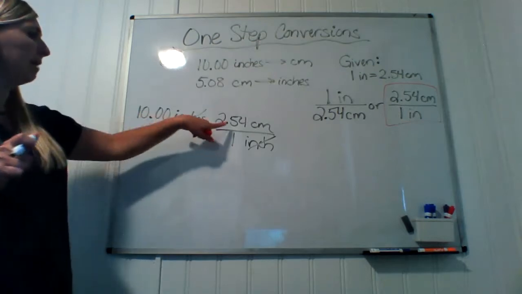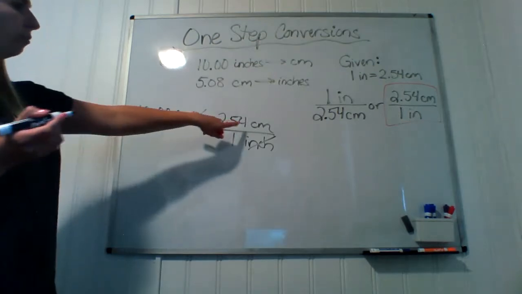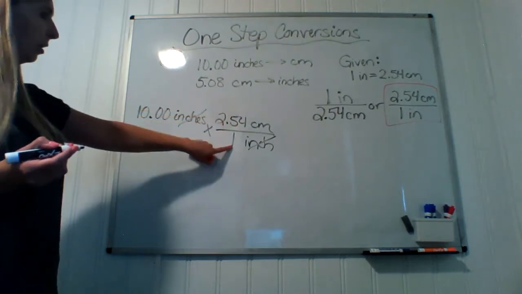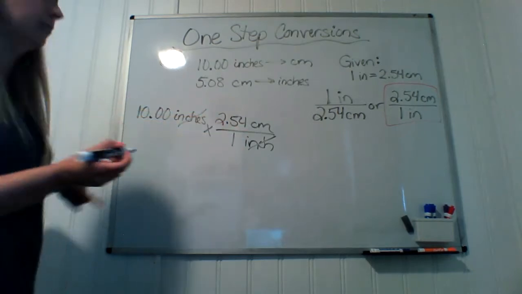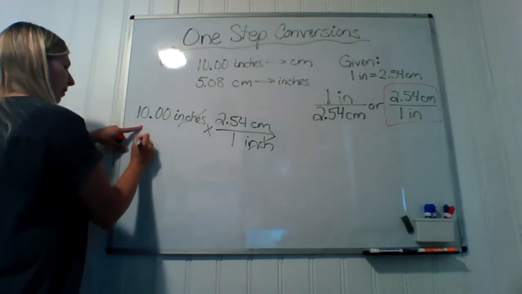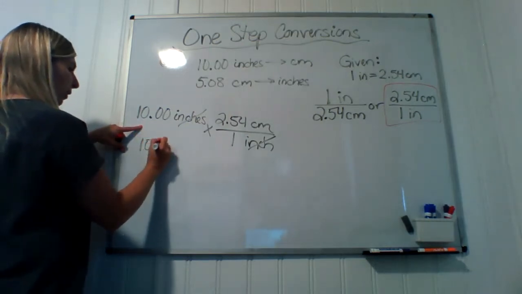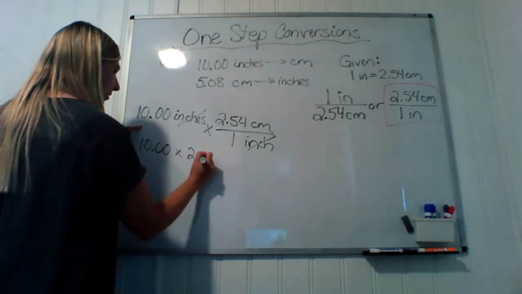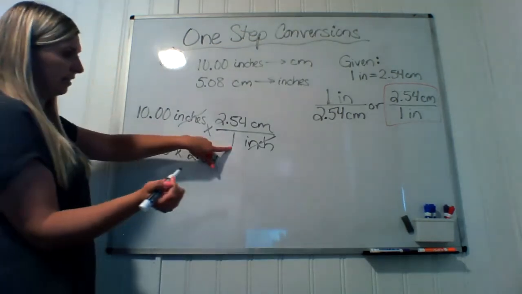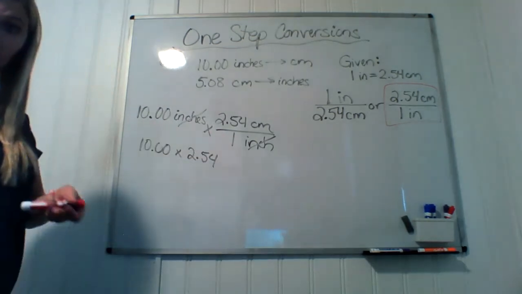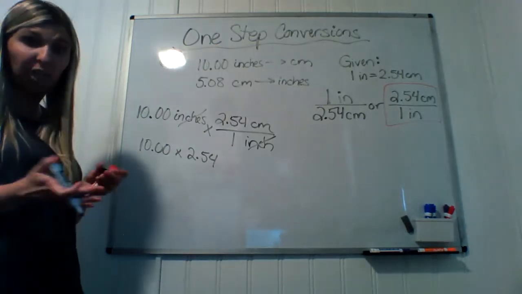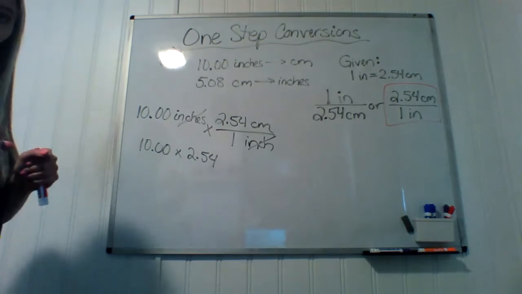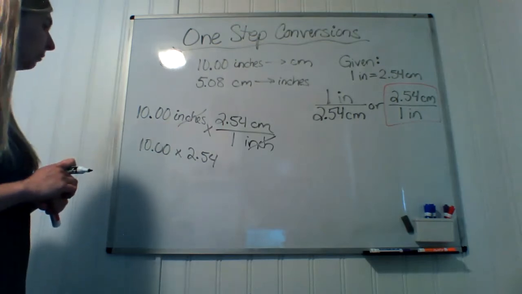So now the math here, whenever we have a value on top of the fraction, it's multiplied, bottom is divided. So what this is going to be is 10.00 times 2.54, and then divide by 1. Dividing by 1 and multiplying by 1 does not change your answer. So I usually just ignore any time that we have a 1 in our calculation.